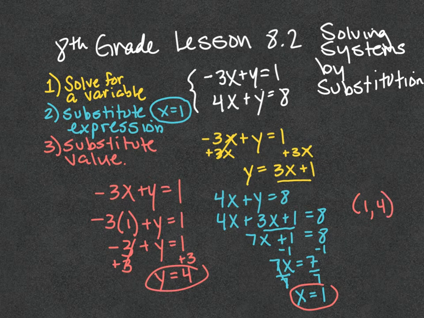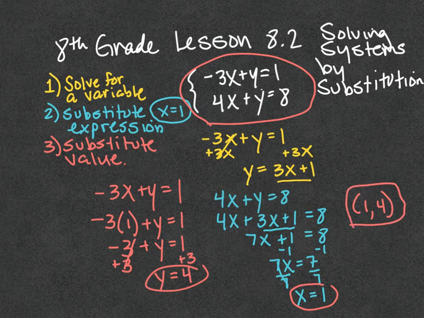So I have now x equals 1, y equals 4. The solution for this system of equations, the point at which those two lines will meet, is at (1, 4): 1 on the x, 4 on the y. That's how you do this. I know your brains are trying to digest that. It was a lot in one shot. So we're going to do another one.